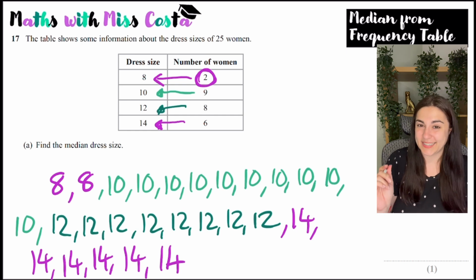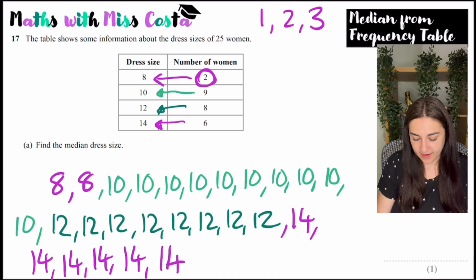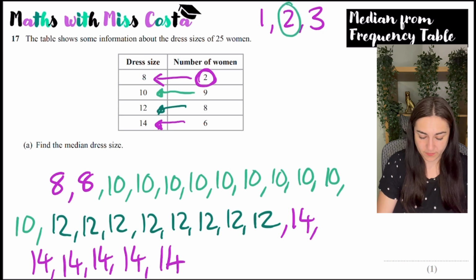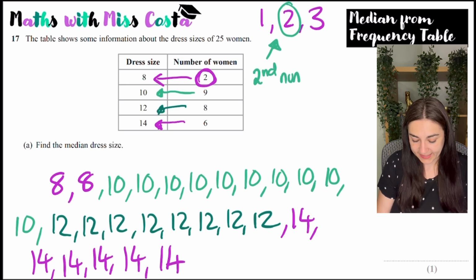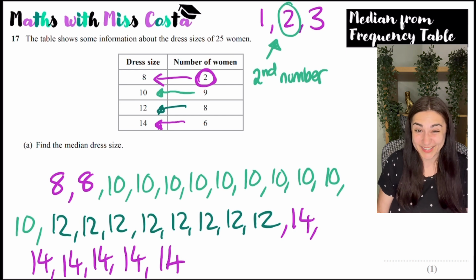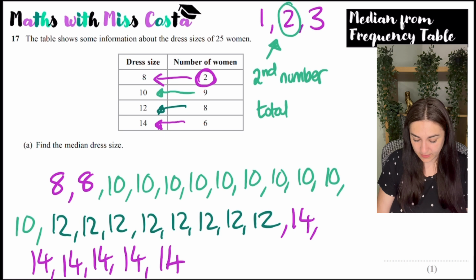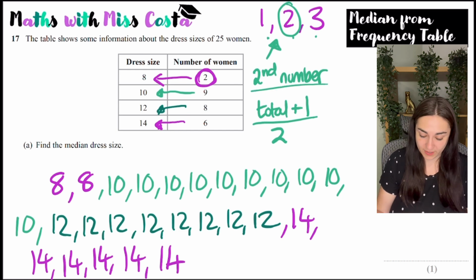However, to find the median, the quick way, so we know that, let's say I have these numbers, 1, 2, 3. The median is 2 because it's the middle number once they've been arranged in order of size. And that is the second number. So to work out the median, what I actually do is I do the total number, or the frequency, plus 1 divided by 2, because there are 3 numbers. 3 plus 1 is 4, 4 divided by 2 is 2.